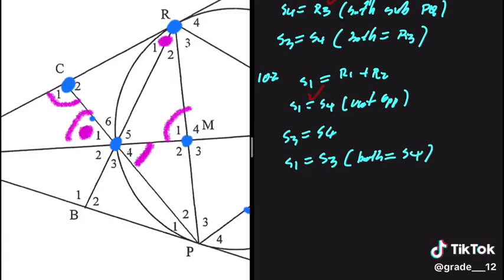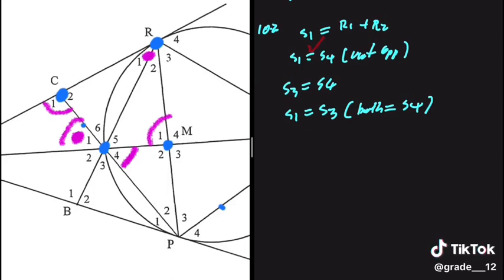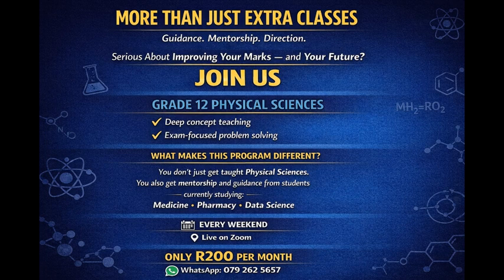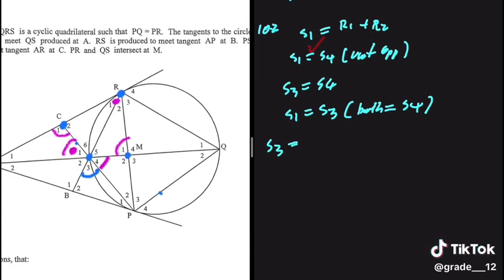Okay? Right, now you can see what is happening here. Let's not forget, let me remind you of something. We said that S3, this angle right here, is equals to Q1 plus Q2. That is because SRQP is a cyclic quad, okay? So S3 is equals to angle Q, exterior angle of a cyclic quad.